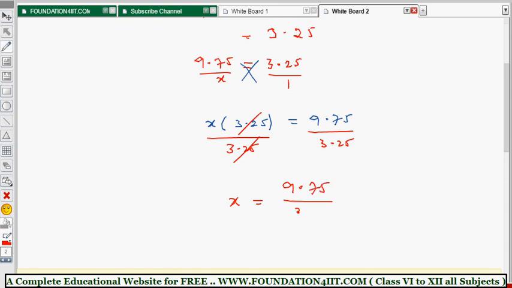9.75 by 3.25. This you can write 975 by 325, because after the decimal point, the number of decimals are same. You can use the table: 325 ones are 325, 325 threes are, because it is a 9, 25 threes are 75, right? It's coming exactly. So x is equal to 3.